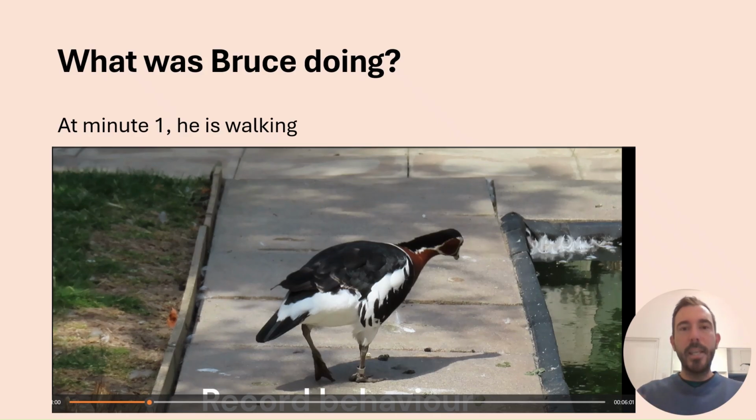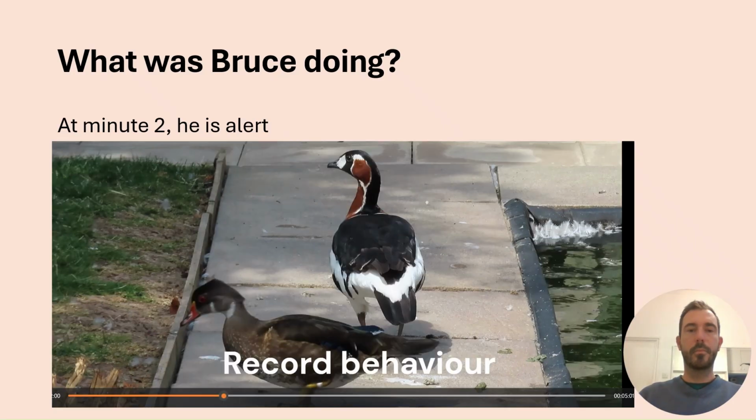What did we see Bruce doing? At minute 1, we saw he was walking. You can see that from the screen grab. 1 foot is on the floor, 1 foot is raised, he's walking forwards. How about on minute 2? Bruce is alert, he's looking around, watching what is going on around him, and you can see that from his head and neck carriage.